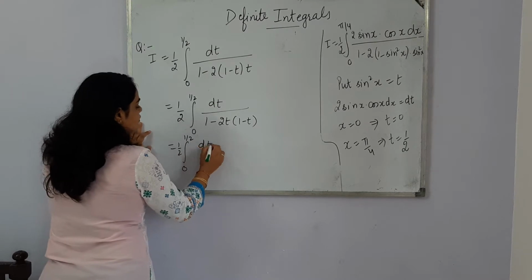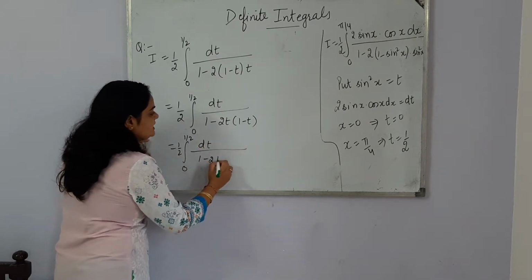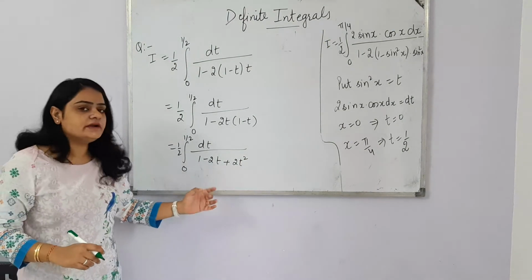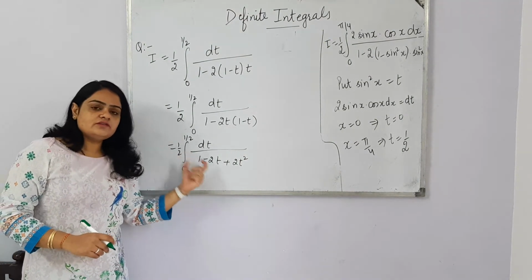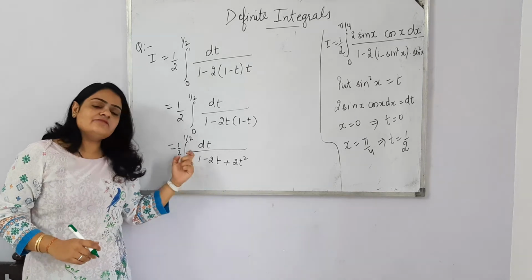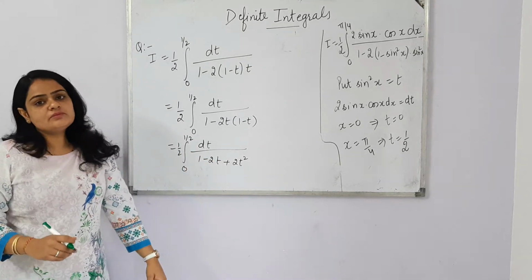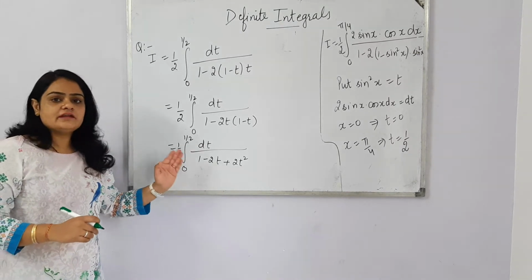So dt whole upon 1 minus 2t plus 2t square. Now this is a quadratic equation. So first of all we just want to find its factors. If factors are possible, then we'll apply partial fraction. If factors are not possible, then we'll apply complete the squaring criteria.